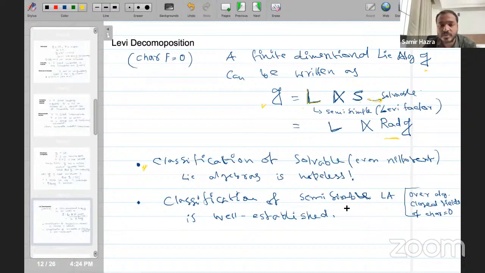Well established, of course. And over a non-algebraically closed field, for example R, people also know the classification, but it is as difficult as the complex case, the algebraically closed field of characteristic zero case. So we can also sometimes say that the Lie algebras are over C. Therefore, we do not try to classify solvable or nilpotent. We focus on classifying the semi-simple. So basically here, first we will move towards that classification of semi-simple.